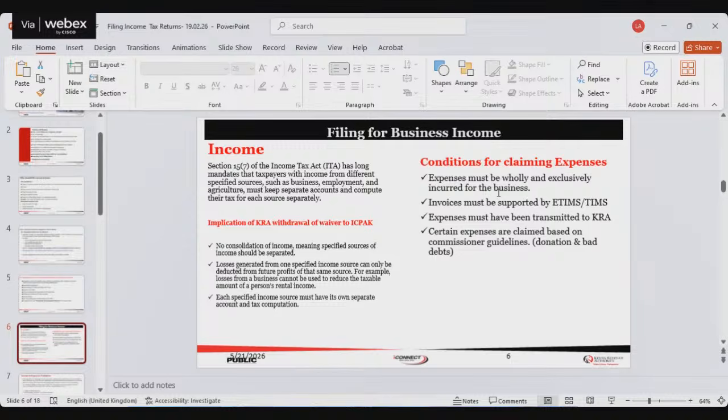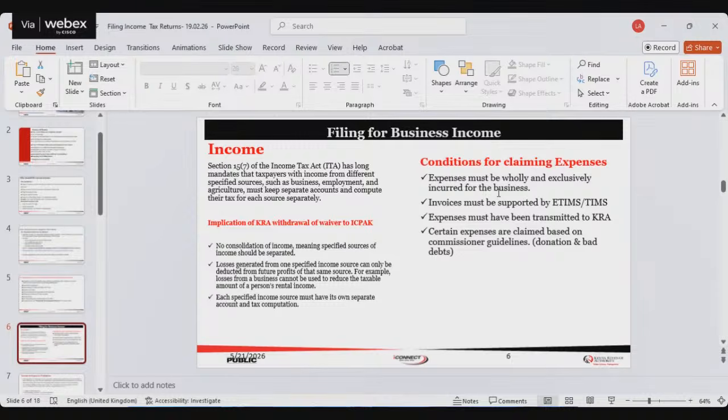Then the second condition is that the invoices they will be using to claim the expenses must be supported by e-TIMS or TIMS. When I talk about e-TIMS, I'm talking about an electronic invoicing system that has been availed by KRA. So whenever you purchase certain items which at the end of the period you will want to claim for your business, always remember to give out your CBO or self-help group to the person supplying you.